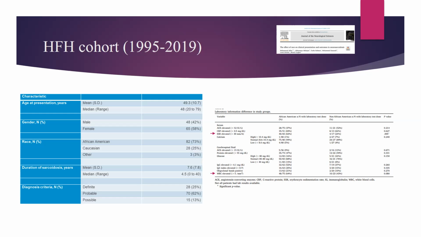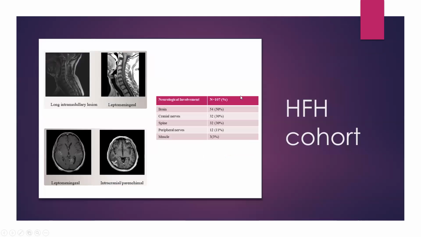And in CSF, again, the same non-specific findings with pleocytosis or elevated protein. And in our cohort, again, the white cell count was more likely to be elevated in African American and Caucasian patients with neurosarcoidosis. As for clinical presentation, it's very similar to what is reported in the literature. In our patients, 50% had brain involvement, 30% cranial nerves, 30% spine disease, and rarely a peripheral nerve or a muscle disease.